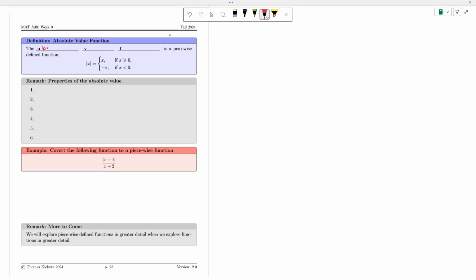The absolute value function is a piecewise defined function where the absolute value of x is equal to x if x is greater than 0 and minus x if x is less than 0. We'll be exploring this more when we talk about functions. But for now, we're going to be looking at it in terms of inequalities.